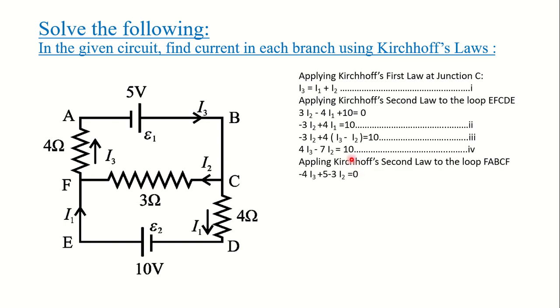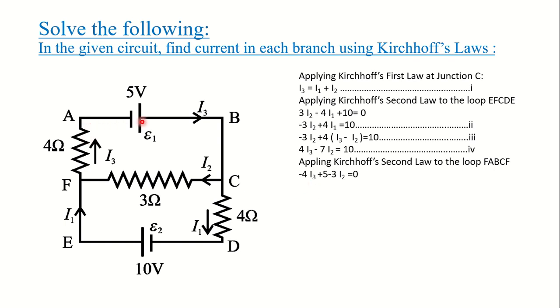Now we take the second loop, that is F A B C F. This is the loop. Okay. The loop is clear. Now we are starting from F and moving in the upward direction. What about the direction of current, and what about the direction of the loop here? In 4 ohm resistance, both are the same. So it has to be negative. So you will see 4I3, that is minus 4I3. Why? Both the directions are the same.